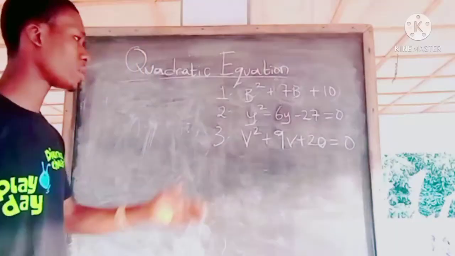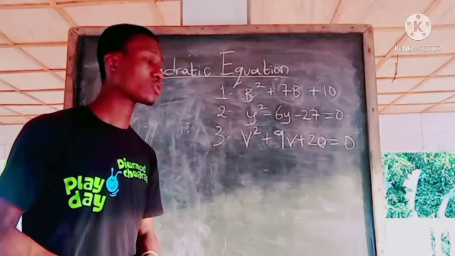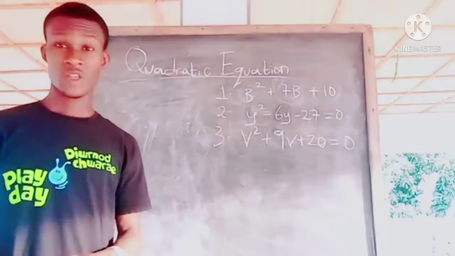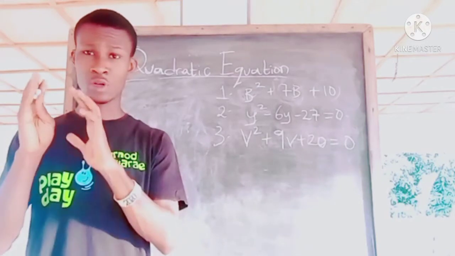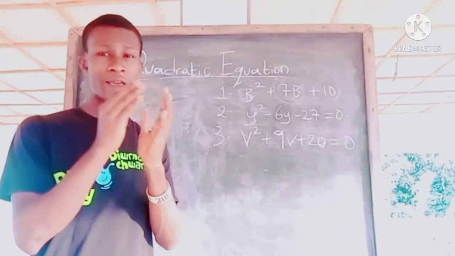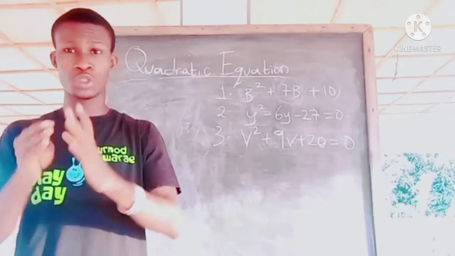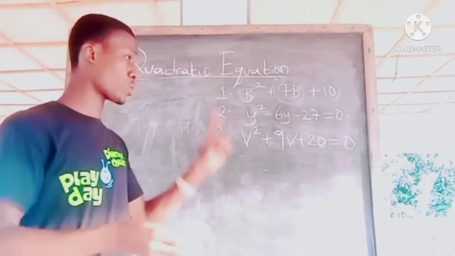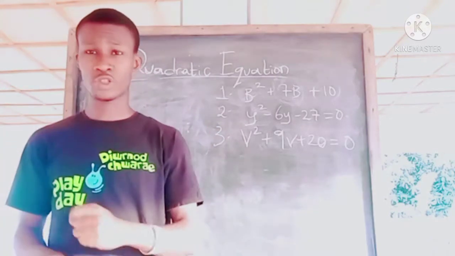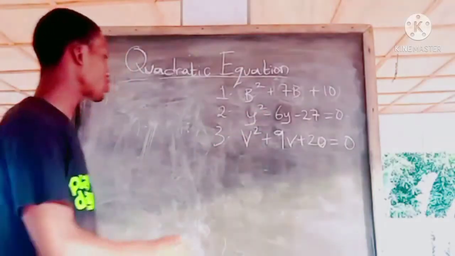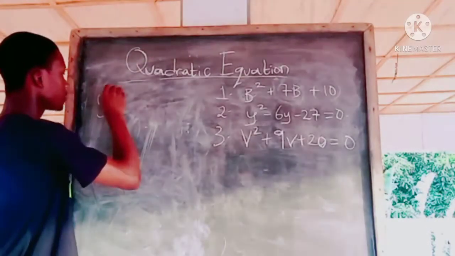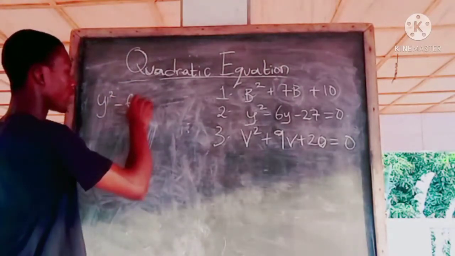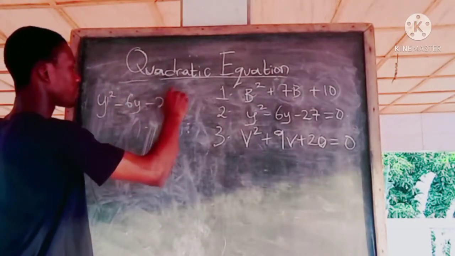So we can see on the board that we have y squared minus 6y minus 27. First of all, if you remember what I told you about quadratic equation, I am going to solve the quadratic equation using the factorization method, which is what I'm still going to use here. Now, before we continue, let's write out this number 2 question, which is y squared minus 6y minus 27.